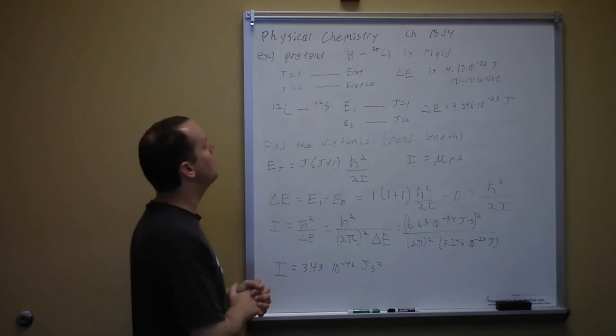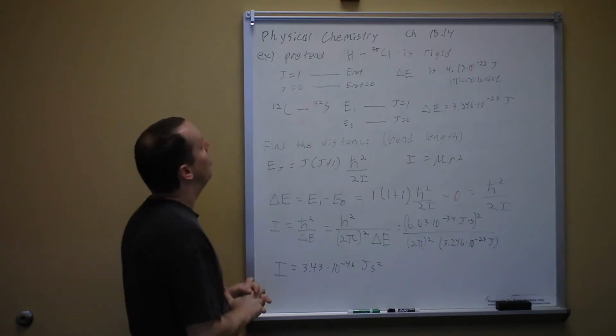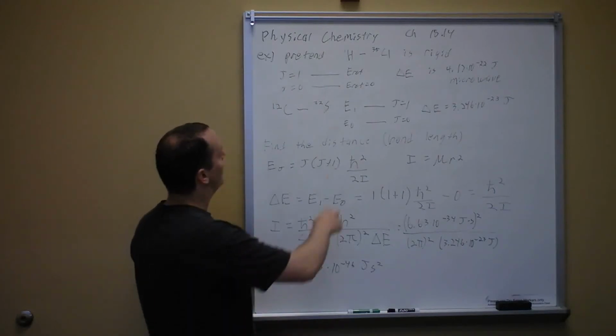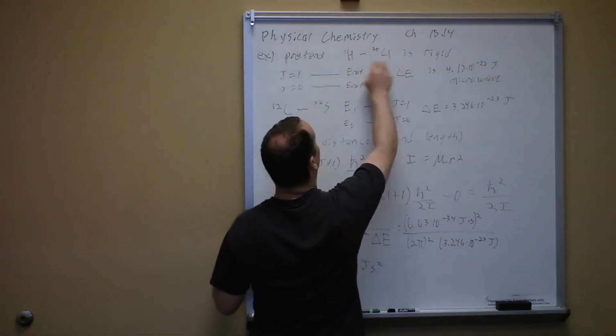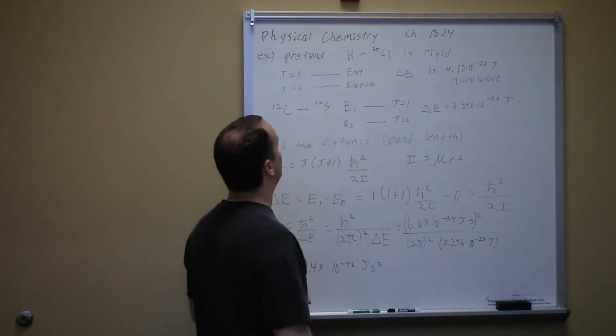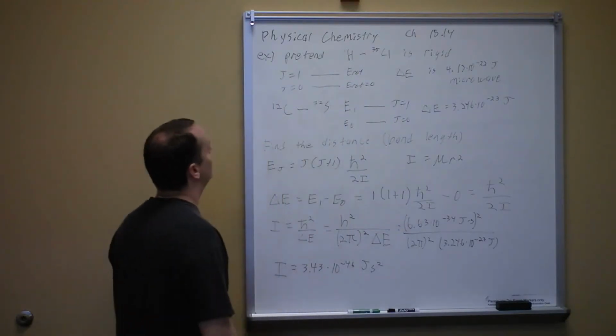Continuing on physical chemistry, chapter 18, section 14. So let's talk about an example of a two-particle rigid rotor. Like we could have hydrogen or chlorine. The superscripts here indicate which isotope, because it's going to make a difference in the mass, and we need reduced mass to do this.